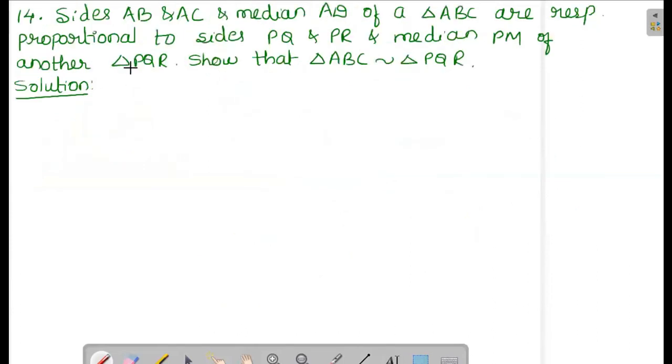Next example. 14th. AB and AC and median AD of a triangle ABC are respectively proportional to sides PQ and PR and median PM of another triangle PQR. Again, here we have two triangles. I'll draw a little bit small triangle here because the proof is lengthy. Okay, so anyhow medians are there, so I'll draw the median also here.